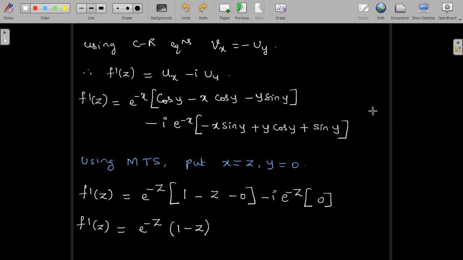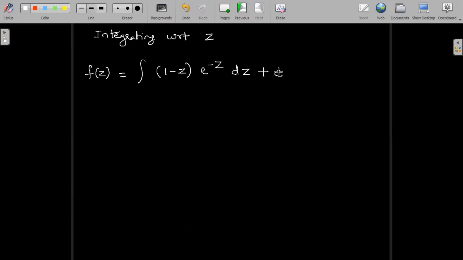But what we need is f of z. Our question is to find f of z as a function of z. So to find f of z, we have to integrate with respect to z. So f of z is equal to the integration of 1 minus z into e power minus z dz plus c, the constant of integration. Now we have to integrate 1 minus z into e power minus z. So let us integrate it using Bernoulli's rule of integration by parts.